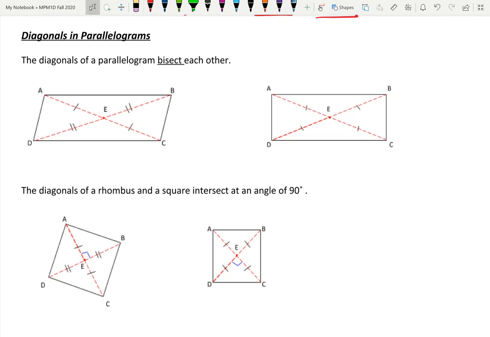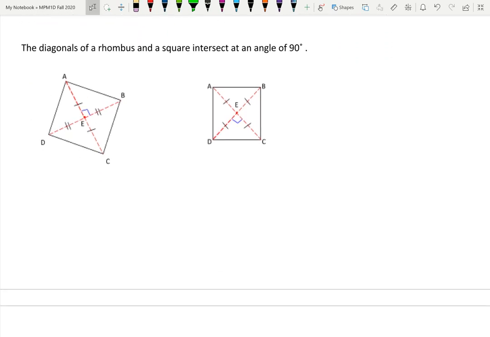Diagonals and parallelograms. The diagonals of a parallelogram bisect each other. So diagonals, remember, is one vertex to its opposite. So that's one diagonal. And then here's another diagonal. So when they meet, they actually bisect each other. So now this length and this length are equal, and then this length and this length are equal. Okay. The diagonals of a rhombus and a square intersect at a 90 degree. Okay, so we get this 90-degree angle at a rhombus and a square.